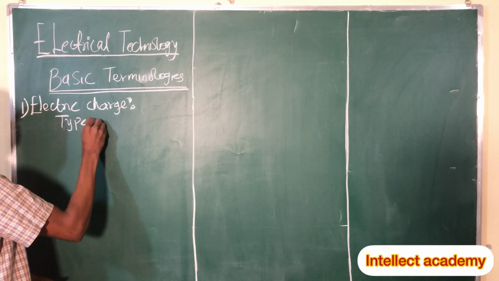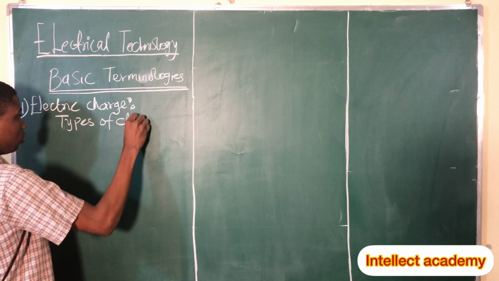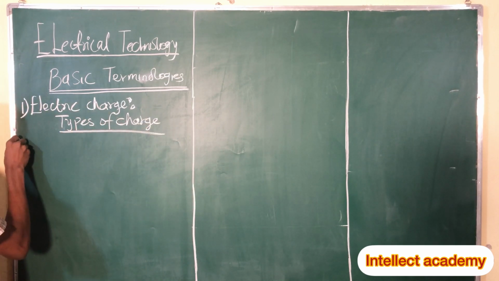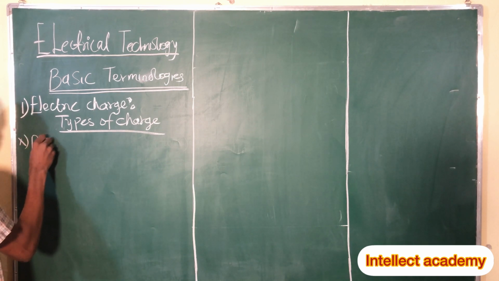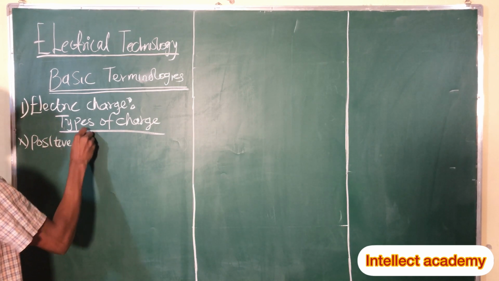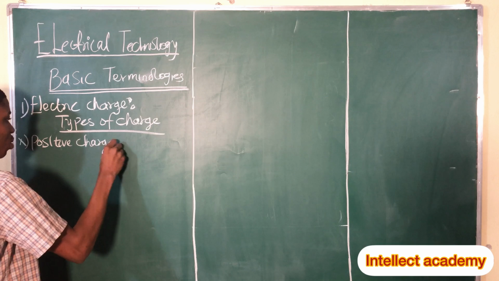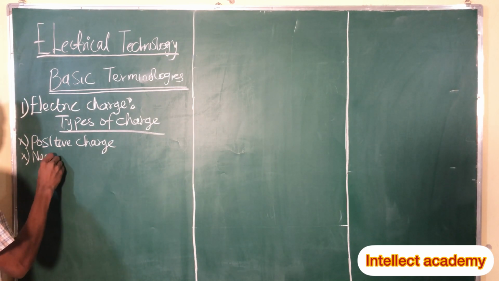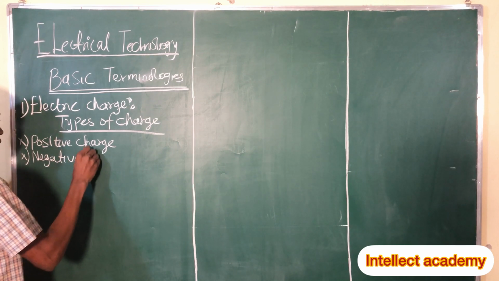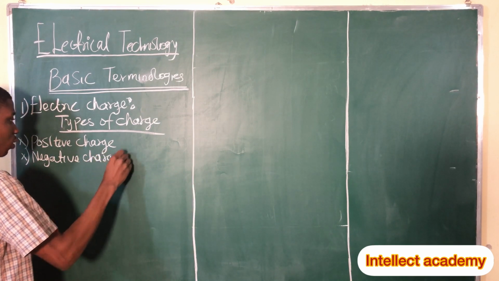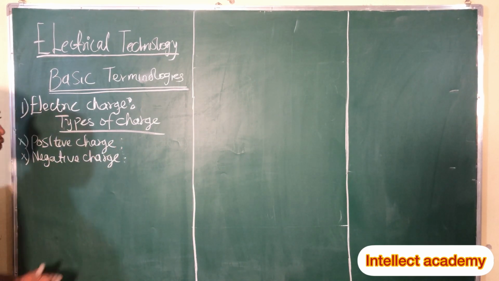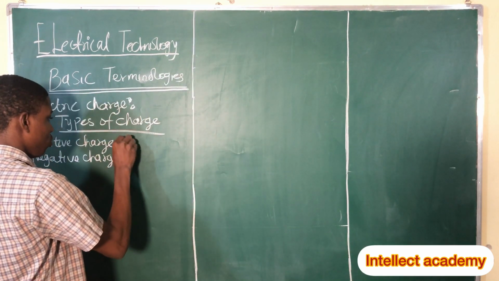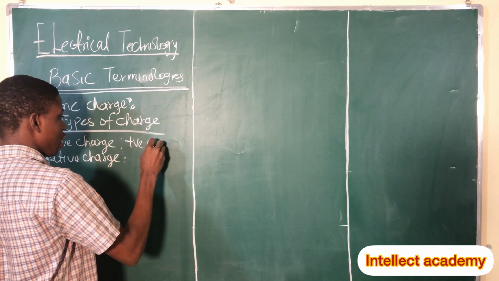So we have the types of charge. One, we have positive charge, and the next one, we have negative charge. Positive charge, of course, we all know is denoted by this symbol.